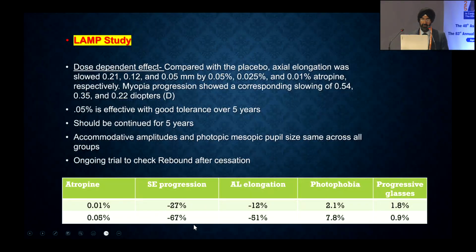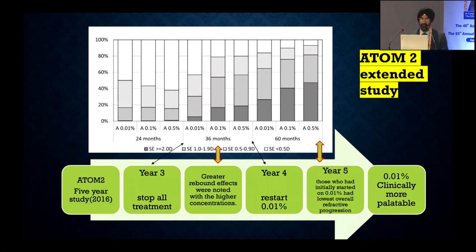67% with 0.05%. The axial length progression was decreased by about 51%. The problem was photophobia here, almost 7.8%. So side effects are more if you use the higher concentration. And similar was the ATOM 2 extended study.